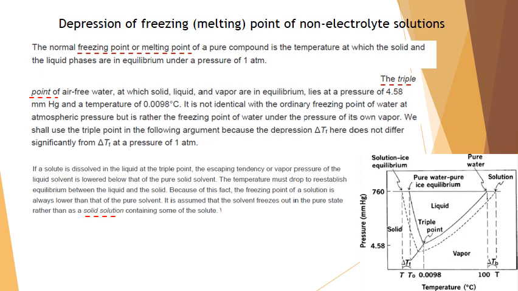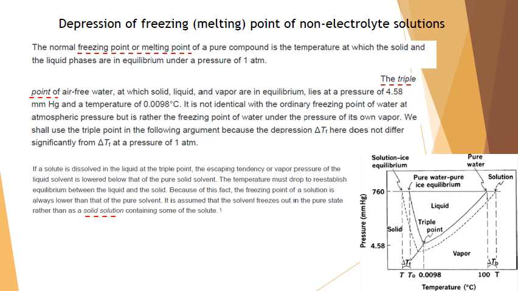In order to compensate and bring the liquid and the solid phases into an equilibrium situation, the temperature must be dropped to re-establish the equilibrium state, and that's what we call the depression in the freezing point. And as the concentration of the solution increases, the depression in the freezing point or the melting point becomes more and more.